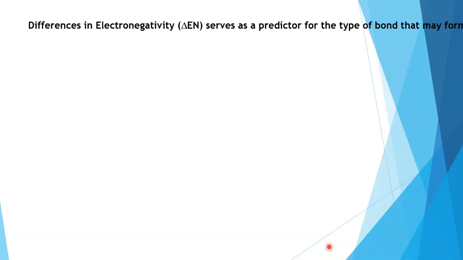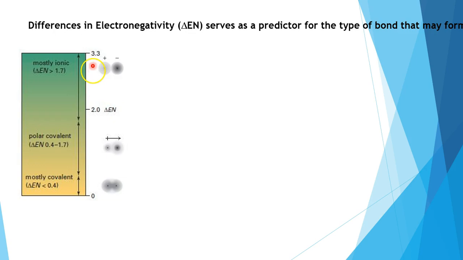How do we chemists make predictions about the type of chemical bond? Chemists use the difference in electronegativity, abbreviated with the delta EN. Any difference in science is represented with the Greek letter delta. The difference in electronegativity has specific cutoff values. They're going to range from 0 to 0.4, from 0.4 to 1.7, and from 1.7 to 3.3.